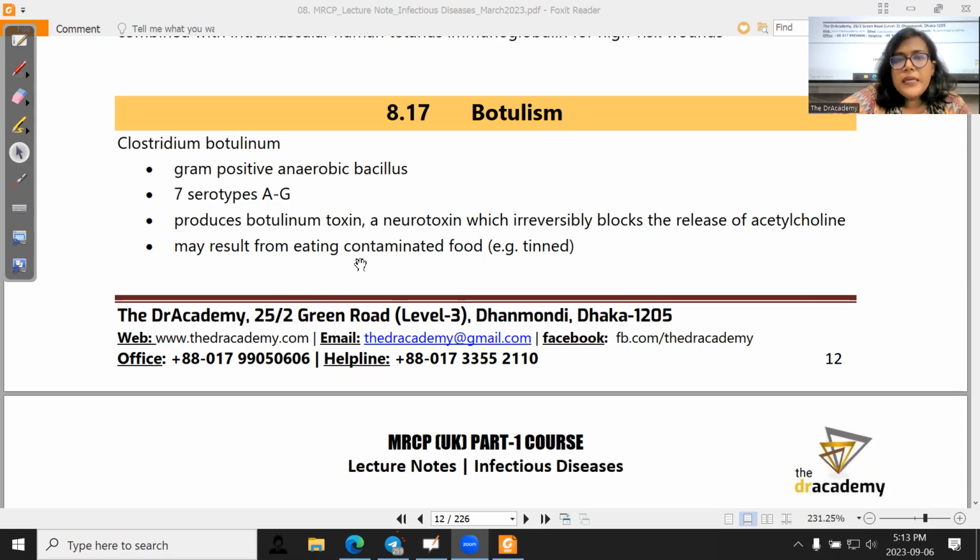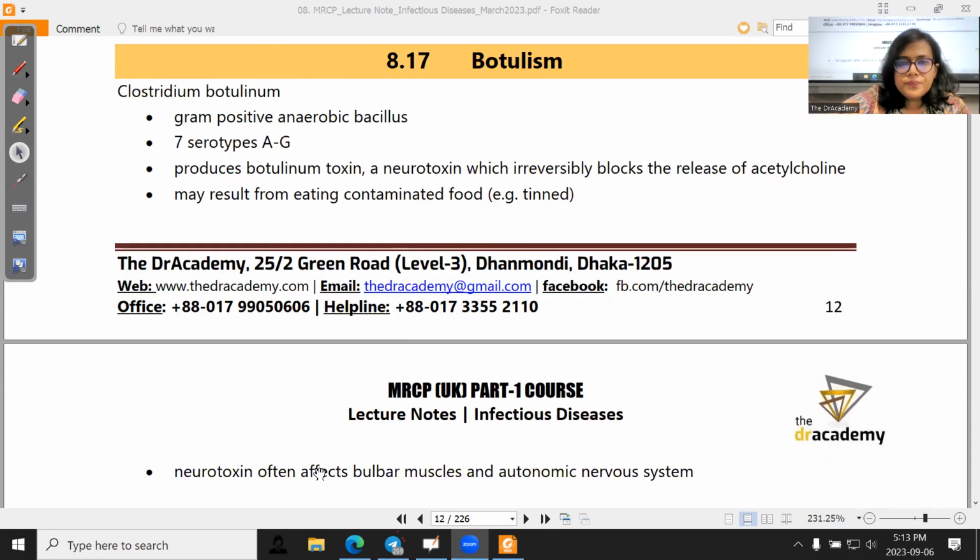It may result from eating contaminated food like tinned food. A lot of our foods are actually tinned. For example, we eat tinned mushroom, tinned corn, tinned tuna fish, sardines, right? Sometimes if this is contaminated with botulism, it can be very serious. So it's always good to heat it, at least using the microwave, before eating canned food.